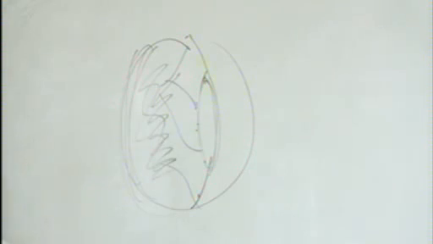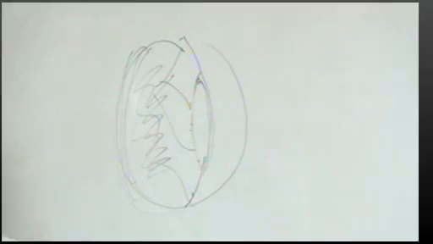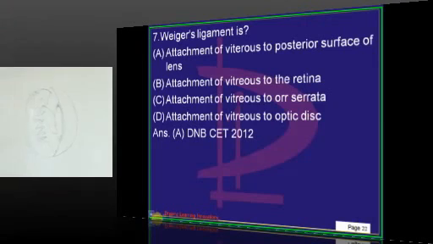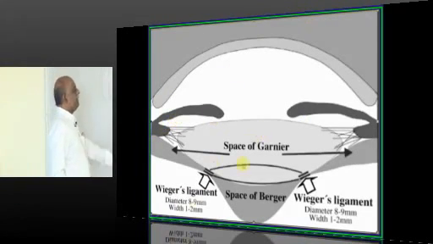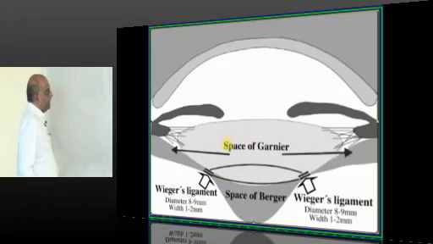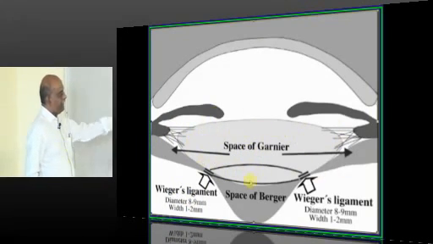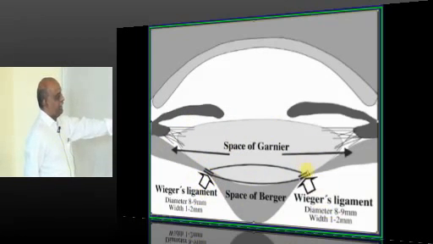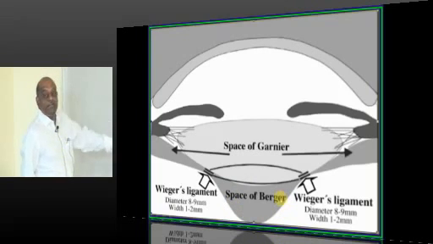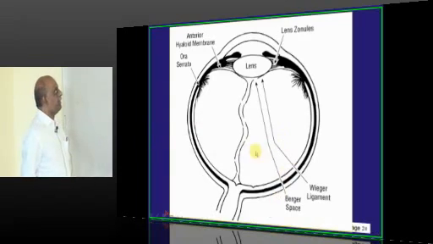So the point where vitreous attaches to the posterior aspect of the lens is called Berger's ligament, is what needs to be remembered. Now let us see. This is the lens, and the point where the vitreous is attaching is called Berger's ligament. In the same place there is a space created which is called the space of Berger. Berger's ligament and space of Berger are along the posterior aspect of the lens. That's a point of interest.